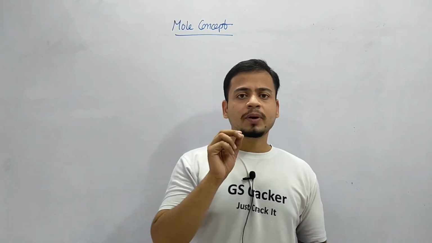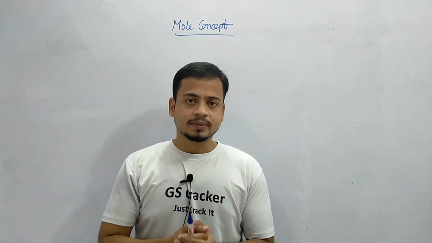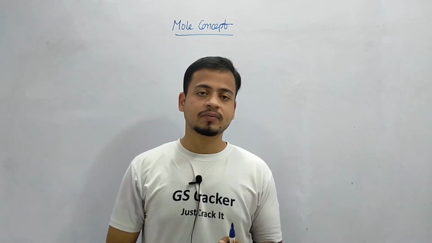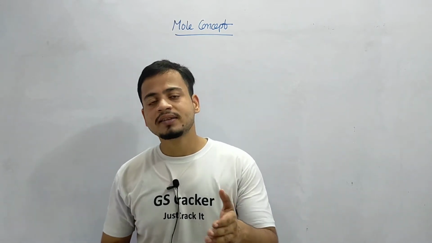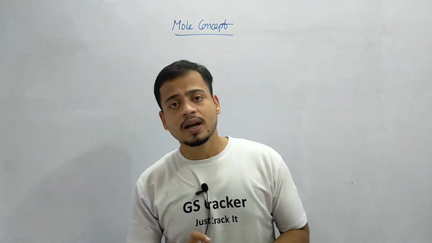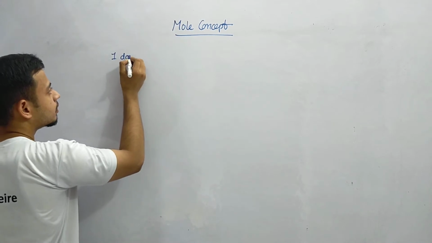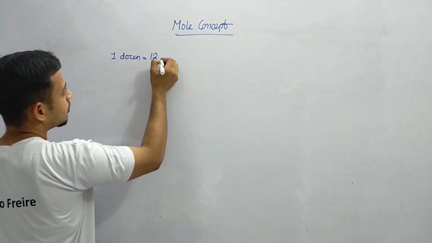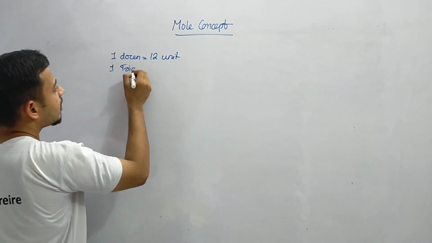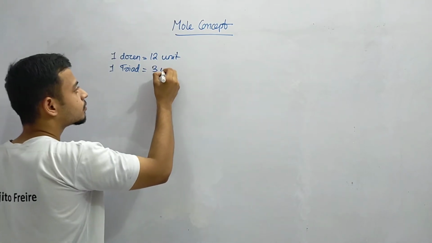Before that, just answer me, what is 1 dozen? What are the number of units present in a dozen of entity? If I say I have 1 dozen bananas, what does this mean? How many bananas do I have? I have 12 bananas. Like 1 dozen equals 12 units. If I say one triad, equal to how many units? It is 3 units, right?